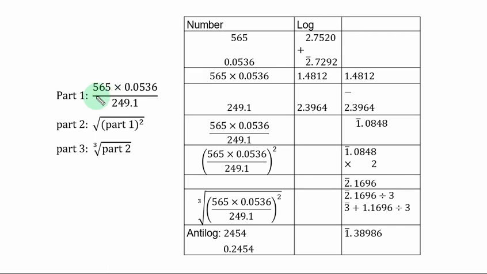The solution continues. This is the first part. We consider the numerator. The first number there is 565. When you are to get the logarithm of a number, you do two things. You get the characteristic or integer part and the mantissa or decimal part. To get the integer part or characteristic part, you subtract 1 from the number of digits in the whole number part.